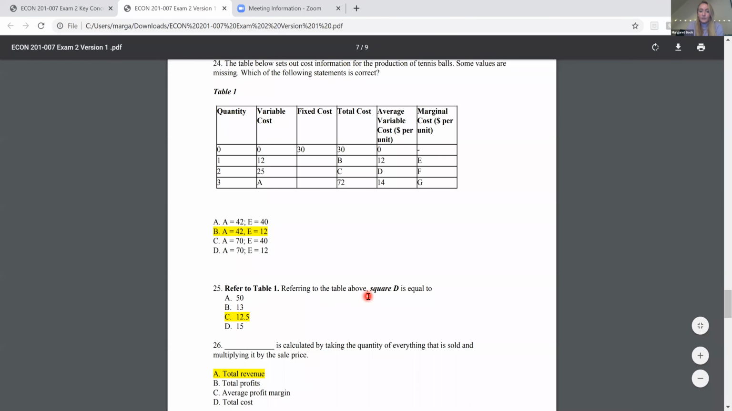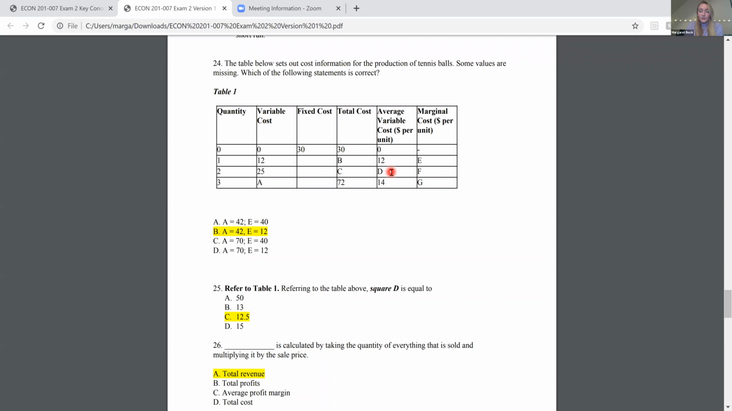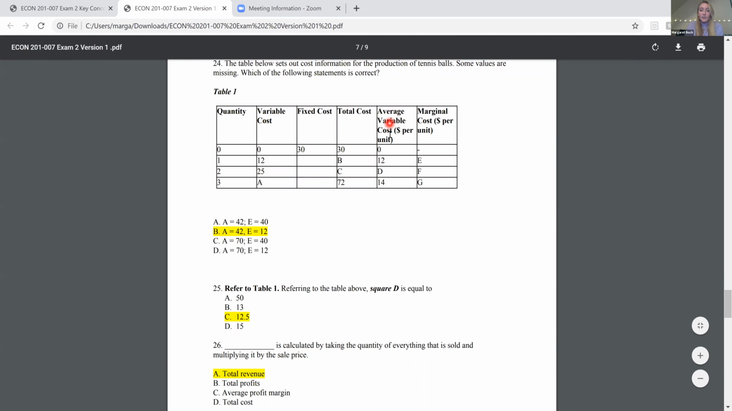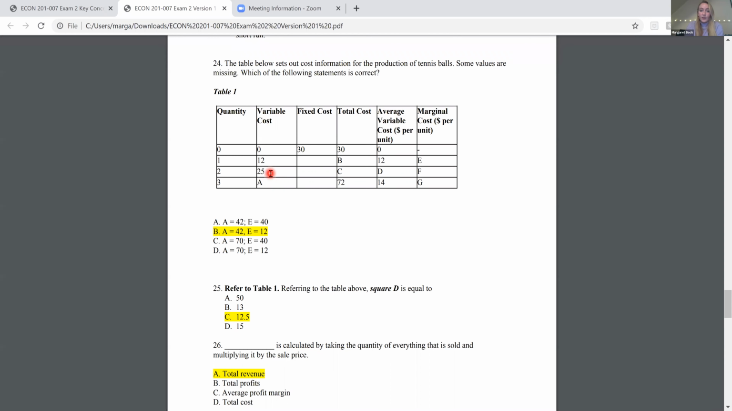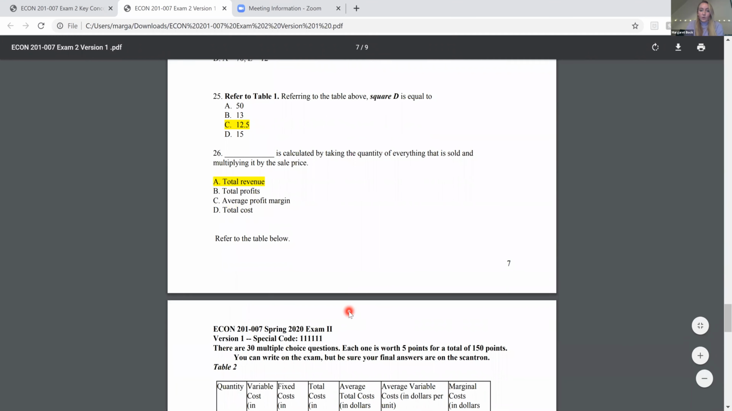And then referring to the table above, square D here is equal to what? Well, this one's pretty easy too, because we know that average variable cost is just going to be variable cost divided by quantity. So if we do 25 divided by 2, we should get 12.5 for square D. Okay, we're almost finished.